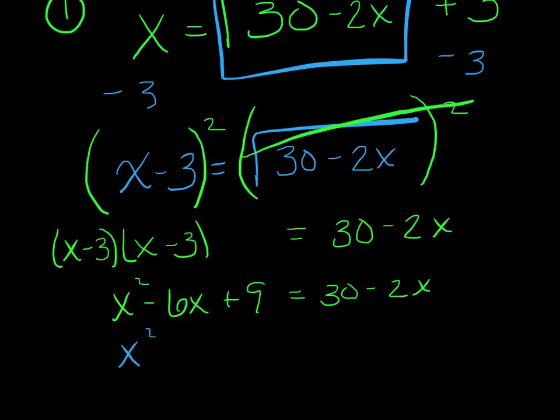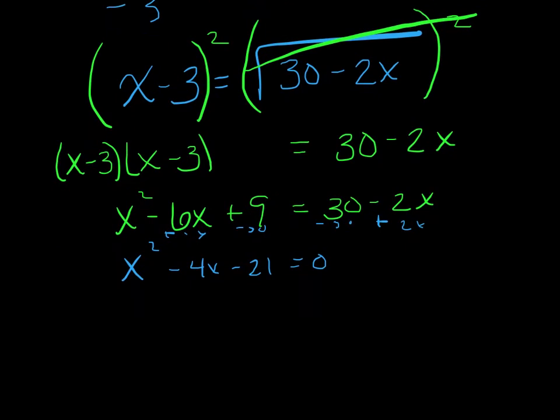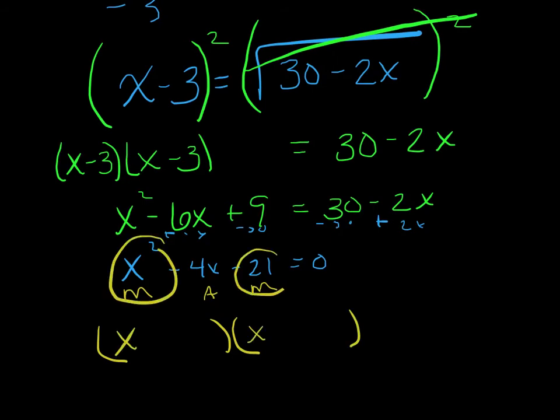I'm getting x squared. I'm going to add 2x. So that's a minus 4x. Subtract 30. So that gives me a minus 21 equals 0. Alright, some quick factoring. Remember, it's MAM, multiply, add, multiply. Multiplying to x squared is just x times x. Multiplying to 21, I'm guessing 7 and 3.